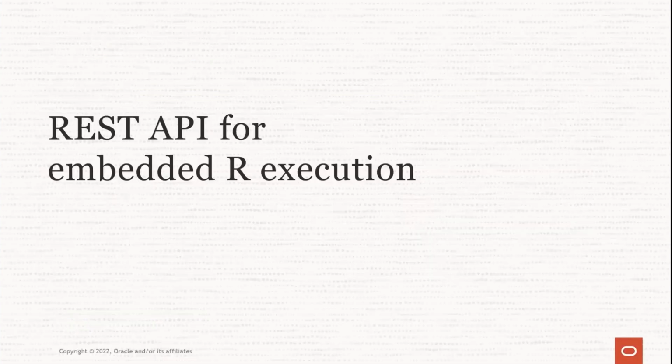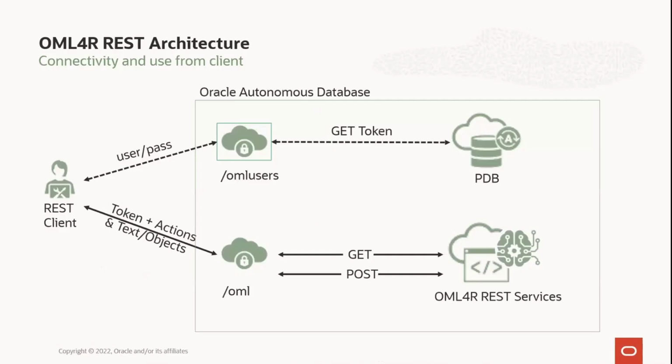Okay, now let's take a closer look at the REST API. Here's the basic architecture for the OML4R REST services. You'll use a REST client, curl or Postman, to get an authorization token. And with that authorization token, you can have access to all of the OML4R REST endpoints. To get the token, you need to have an Autonomous Database username and password. And the user needs to be granted the OML developer role by your Autonomous Database administrator.